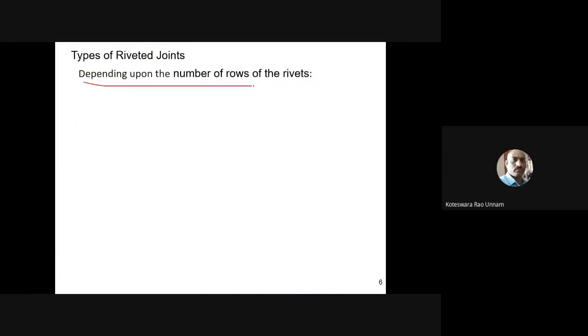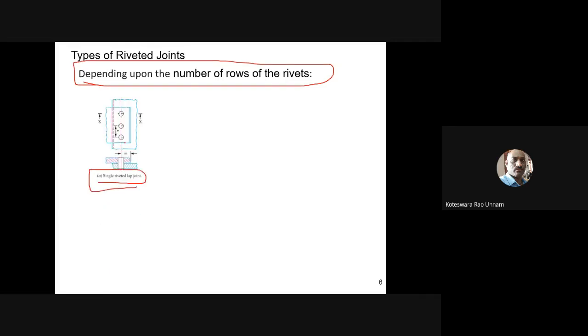Then depending upon the number of rows of rivets, you can classify it as a single riveted lap joint. That means only a single row is there in that, then we'll call it a single riveted lap joint. Then you have double riveted lap joint. That means again in lap joints you have different types. If there is only one row, I will call it a single row or single riveted lap joint.